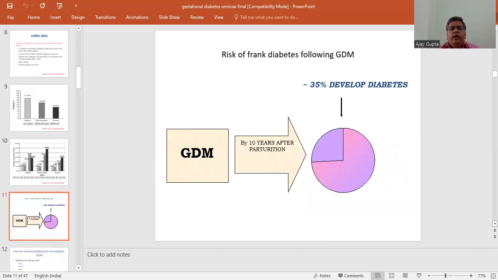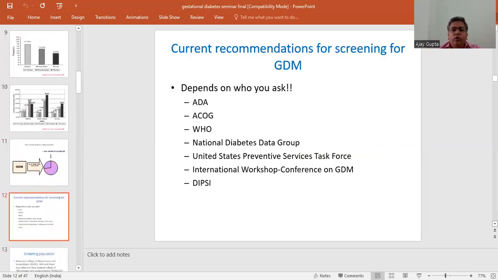The risk of frank diabetes mellitus following gestational diabetes mellitus: this study found that by 10 years after parturition, 35% of the population who had GDM developed type 2 diabetes mellitus. So there is quite a high prevalence of type 2 diabetes mellitus after delivery in those patients who had GDM. So these patients should also be evaluated at regular intervals. After the postpartum period, the OGTT should be done at regular intervals to identify it, and lifestyle modification should definitely be explained to these patients to prevent the future development of type 2 diabetes mellitus.